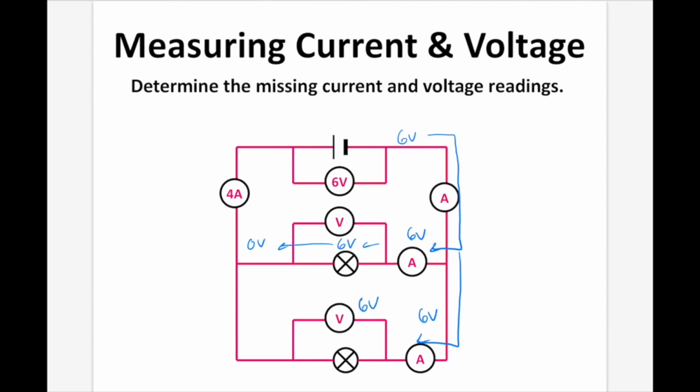Now for the current, we're told that there are 4 amps at the end. That means there must have been 4 amps at the beginning. If there's 4 amps, that's 4 groups. That means 2 of the groups went down this way, so 2 amps, and 2 of the groups went down this way, 2 amps. And then when they came back up to meet each other, they added up to 4 again.